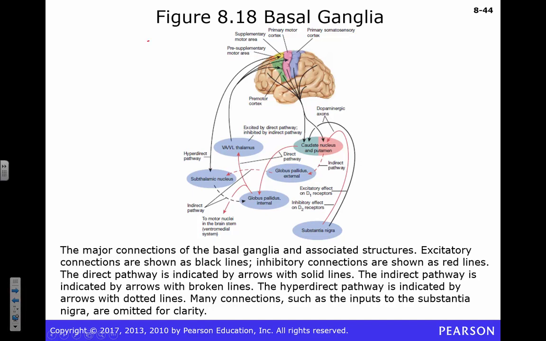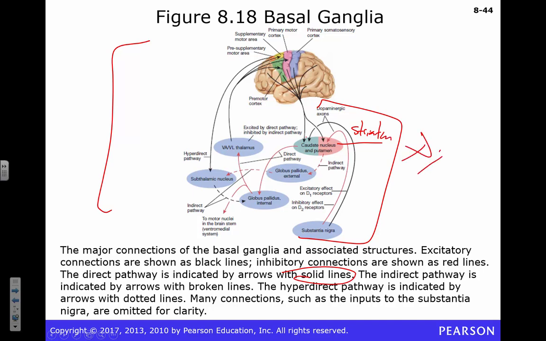So here's that map of the basal ganglia, right? The direct pathway is going to be in the solid lines, and the indirect is going to be the dotted lines. Here's that pathway I was telling you about earlier, from the substantia nigra to the caudate and putamen, also known as the striatum. That's involved in Parkinson's disease.